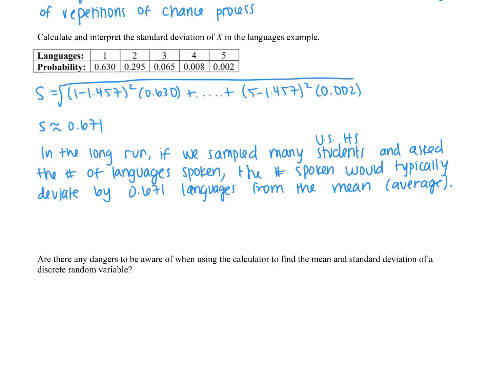And then I don't know if this is in your homework or not, but if you are asked for variance, which is S squared, you would take that 0.671 and square it. So the variance in this case is about 0.45. And the big difference is units. Variance is squared, so units would be squared. Now, what does language squared mean? We don't really interpret that.